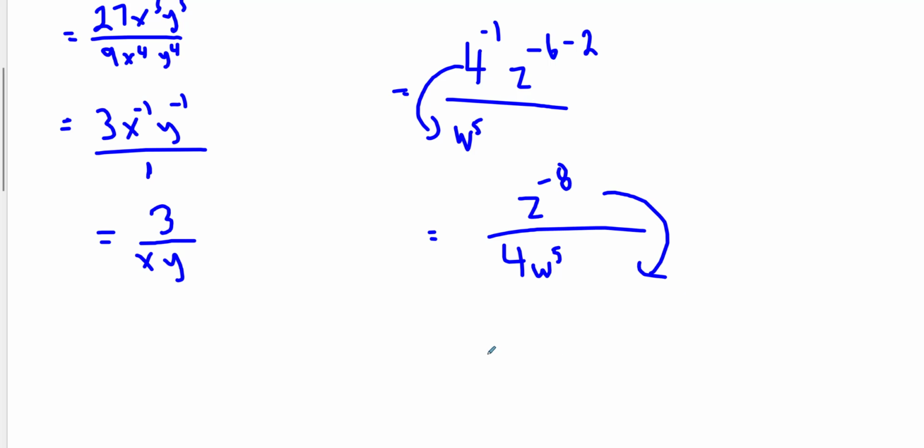So the final answer is just going to be 1, because there's nothing in the numerator, so you can't write 0, because then the whole value is 0, so it has to be 1. So 1 over 4 w to the power of 5 z to the power of 8, and that's the answer.